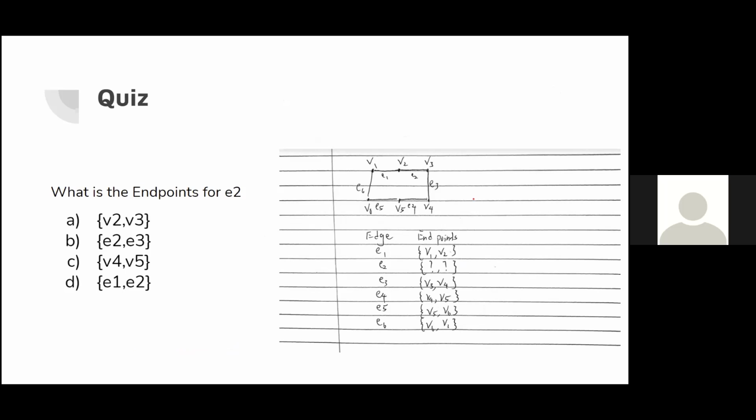So this one is the quiz. You guys can just quickly view and find the endpoints for E2. I think basically this is an easy one. You guys can put the answer in the chat.